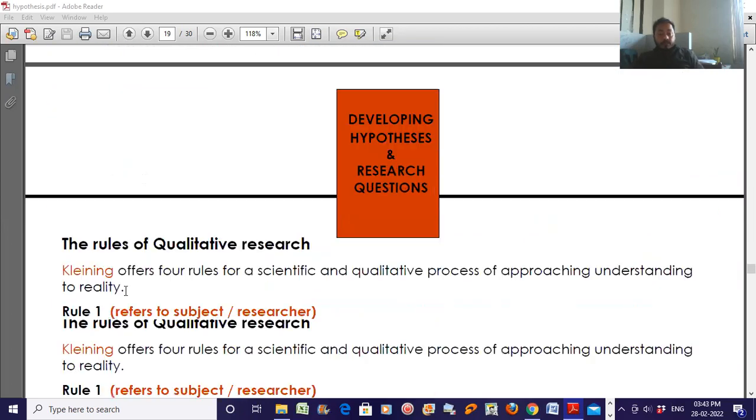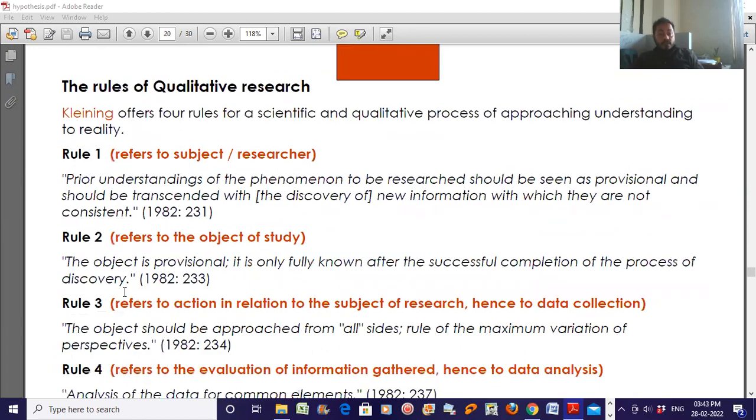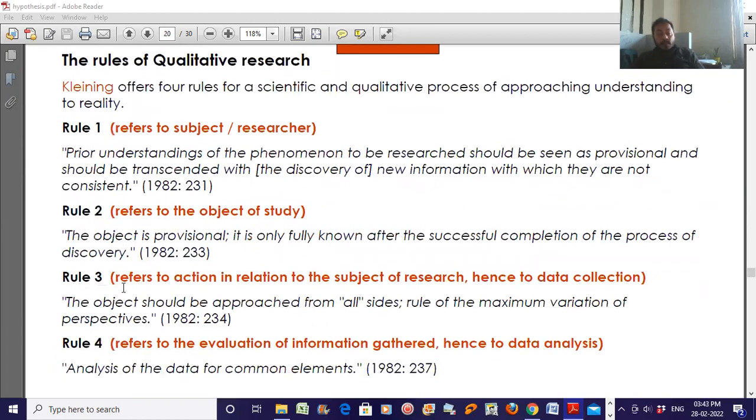Now, some rules. Okay, Cleaning offers 4 rules for a scientific and qualitative process of approaching and understanding a reality. Qualitative research का क्या main rules है according to Cleaning? He has given 4 rules.